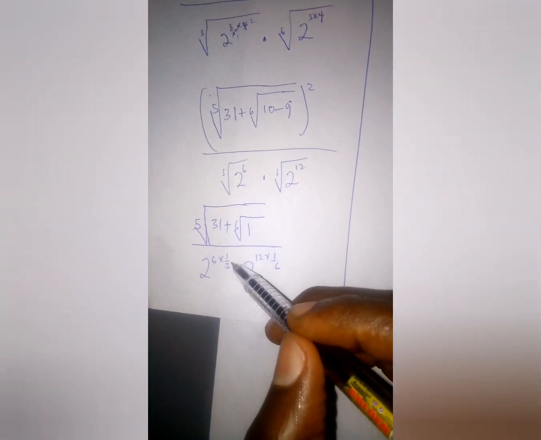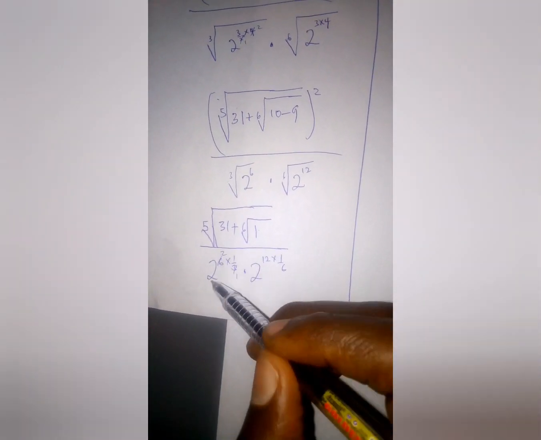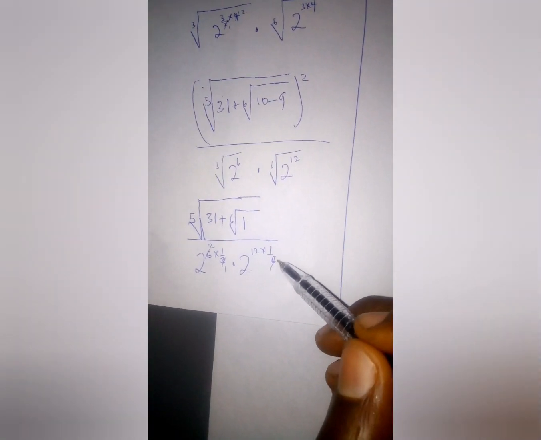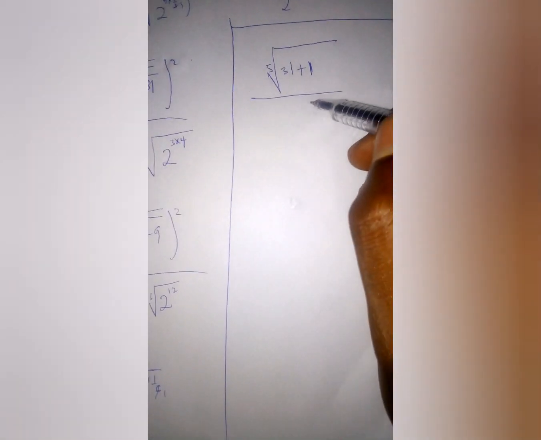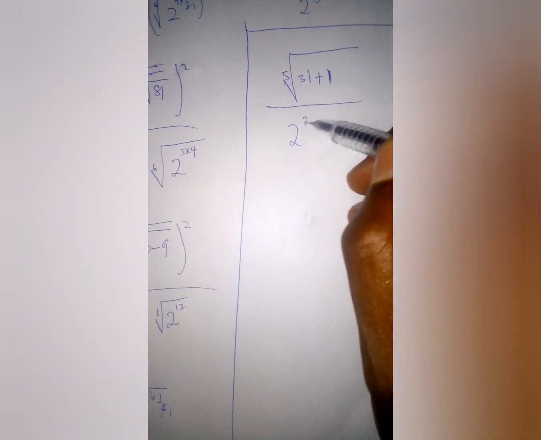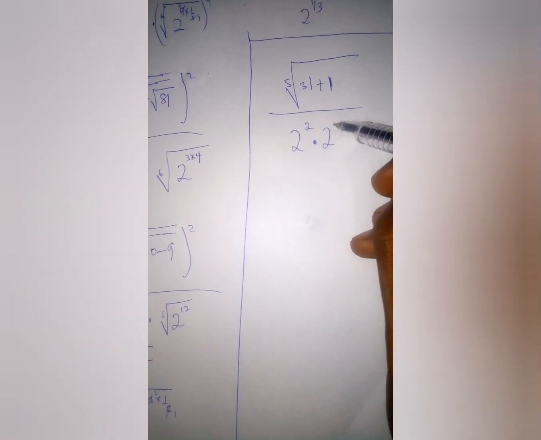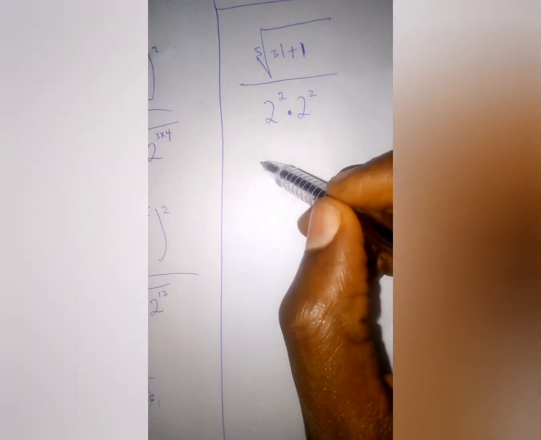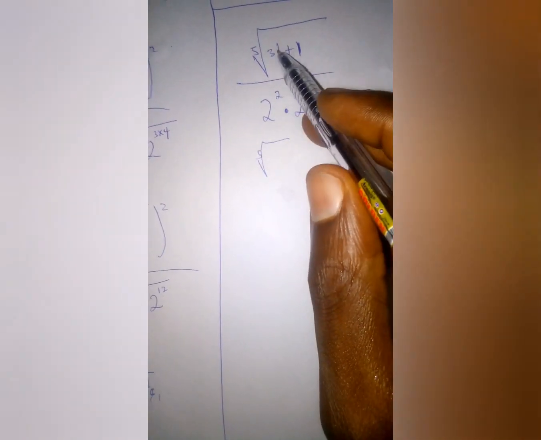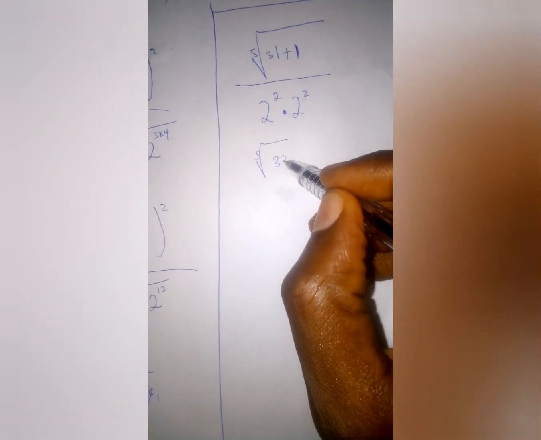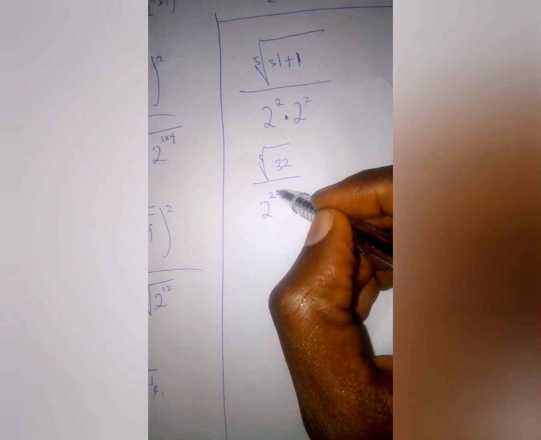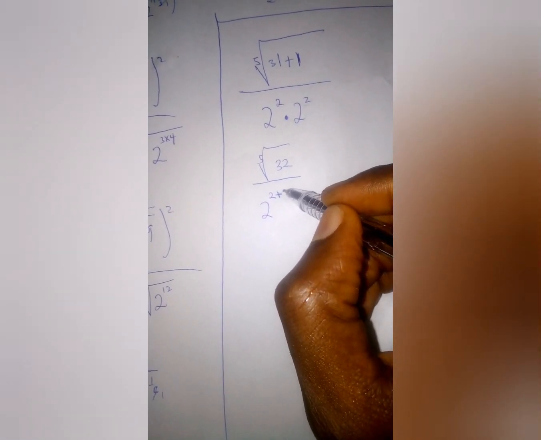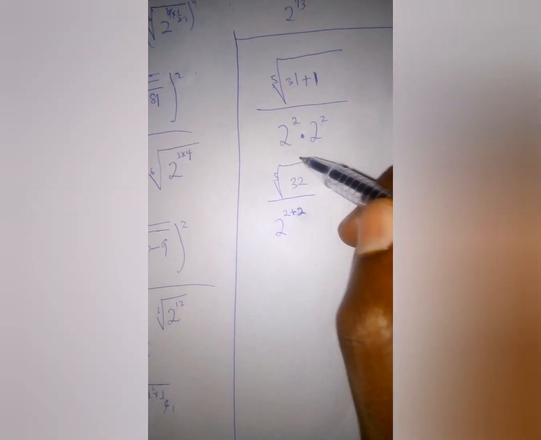So from this previous value here, we have 3 here 1, 3 here 2, we have 2 raised to power 2, 6 here 1, 6 here 2, we have 2 raised to power 2. So here we have 2 raised to power 2 times 2 raised to power 2. Okay, so the fifth root, 31 plus 1 gives 32, all over 2 raised to power 2 plus 2. Don't forget the law of indices.